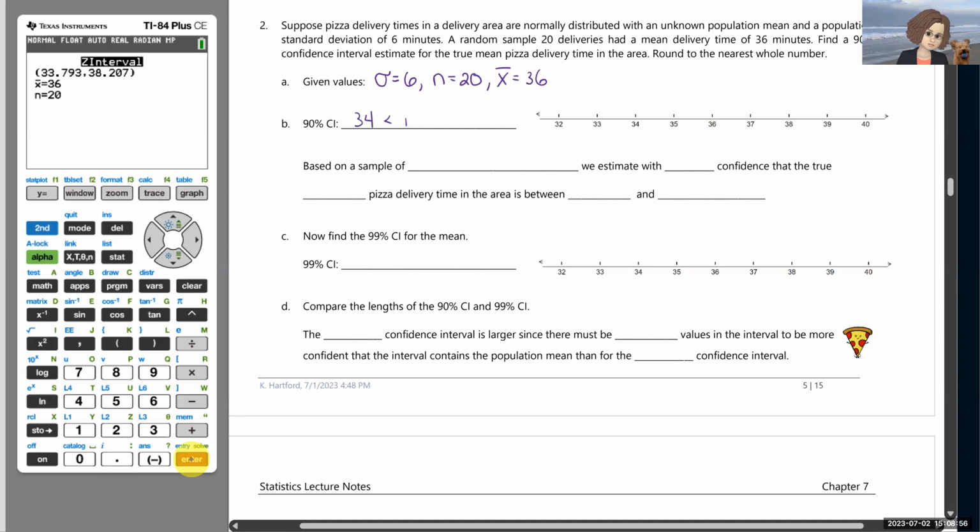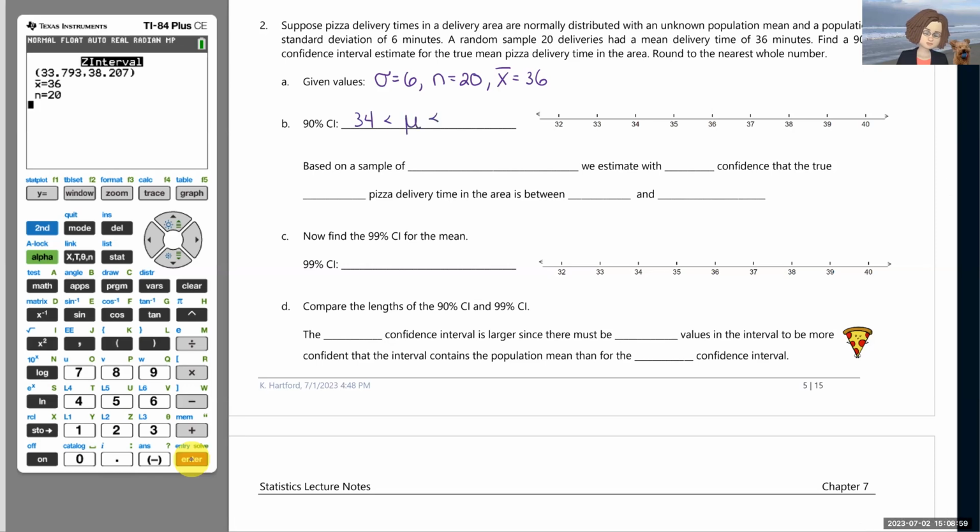And we'll continue to write in our notation there: lower limit less than mu, population parameter, less than upper limit 38.2. So that would be 38 as a whole number. All right, so let's draw this. So 34, 38. Those are the lower and upper limits. And then I can see my point estimate there. At the lower limit there is 34. The upper limit's 38. Our point estimate is our 36.